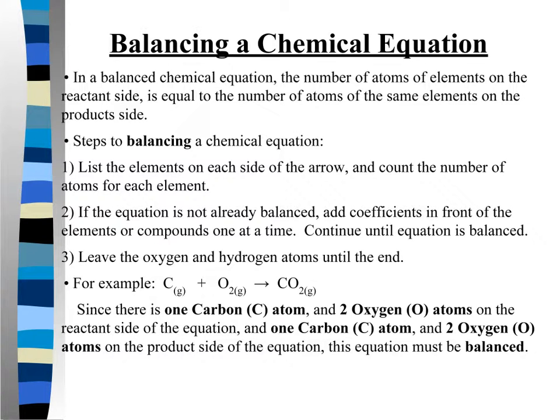Now, balancing a chemical equation. This is a super important slide that I want you to pay attention to. In a balanced chemical equation, the number of atoms of an element on the reactant side is equal to the number of atoms of the same element on the product side. So I want you to think of it like a teeter-totter. Sorry, let's redraw that.